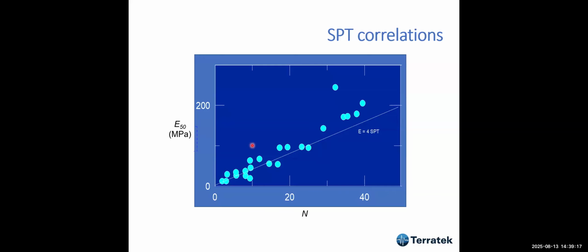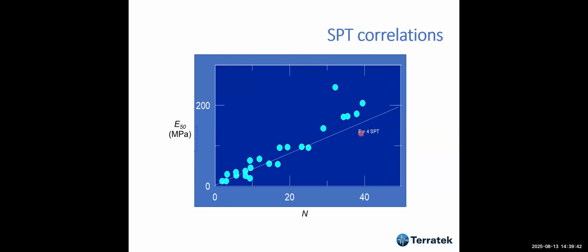Okay, SPT correlations. There are many. I'm not going to address them all, but this is for me the most important one. When you get the E50, what's the E50? The E50 is Young's modulus related to 50% of the stress level, of the maximum stress level. Okay, and this is a kind of correlation that I use a lot. The E50 is about 3 to 4 times SPT.